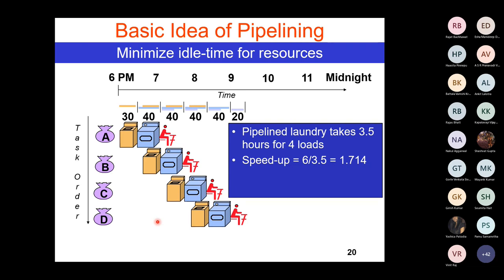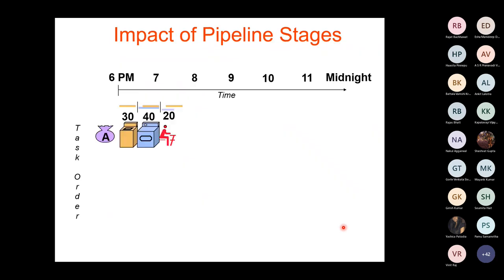So if there are a sufficient number of users or instructions, the maximum speed up would be determined by the total number of stages, because that's the maximum parallelism you can achieve. Do you follow me? Because multiple resources are overlapped in time.